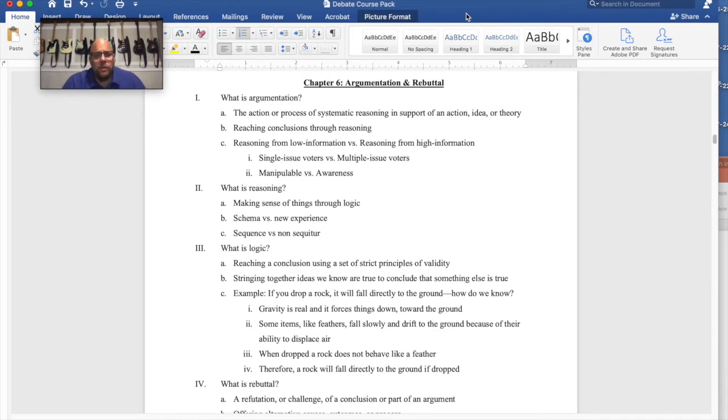Now, the core here of argumentation is reasoning. And so it's making sense of things through logic. Again, this can be super simple, or it can be extremely advanced. What we'll talk about here through reasoning is that when we use our reasoning, we use it in a couple different ways. We could either use it from what's called a schema, I guess, the model, or based on a new experience, a novel model.